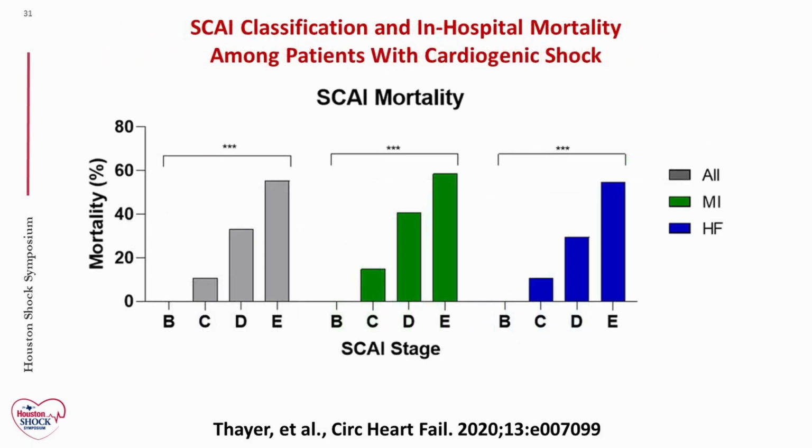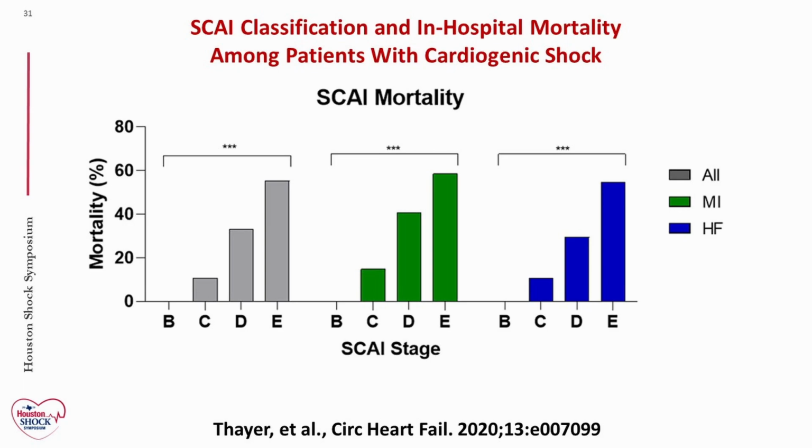The other thing that we learned from this plot is that this trend is true whether the shock is due to MI or decompensated heart failure, but what you can see is that the heart failure patients have a lower mortality than patients with AMI, suggesting what has been seen in multiple analyses, and I'll show further, that AMI prognosis and decompensated heart failure prognosis is different. And that's what we will see here.